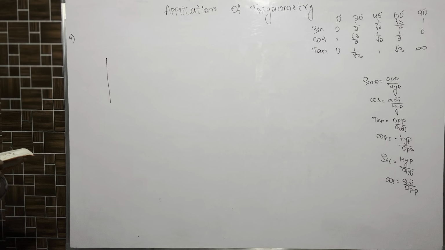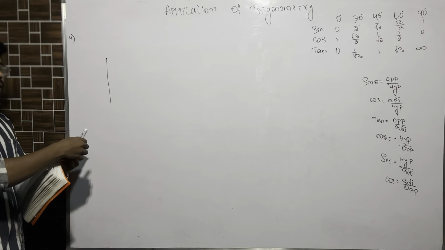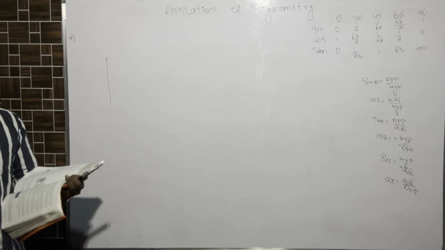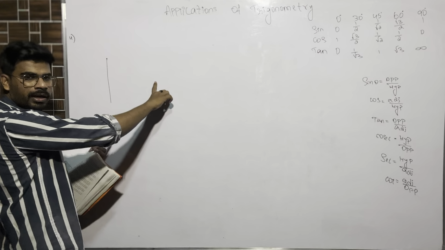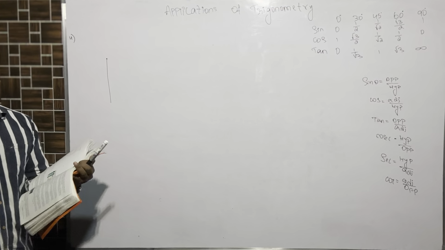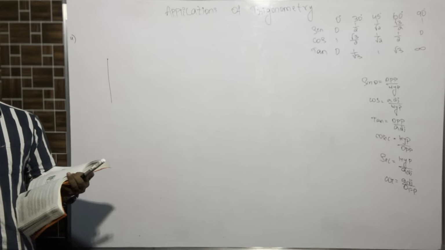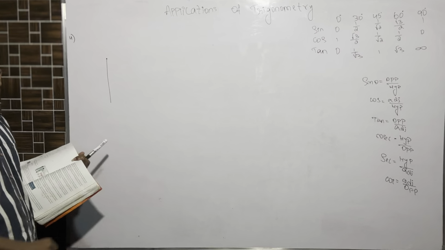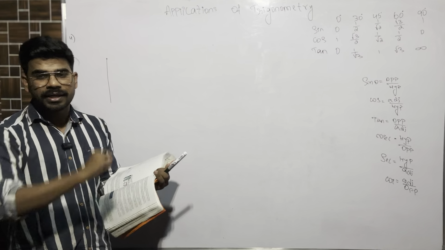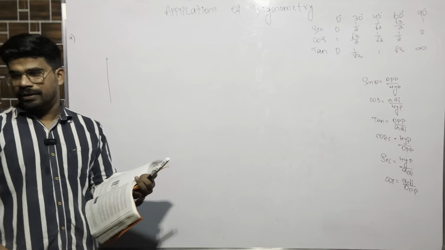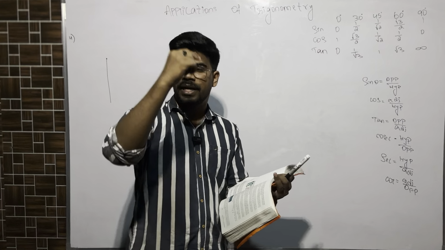See how to draw the diagram. From the top of the building, I am looking at the top of the cell tower. The cell tower might be smaller than the building, or it might be bigger. We don't know. We have to look at the word elevation. Angle of elevation means the tower is even bigger than the building. So from the top of the building, we are looking up at the top of the tower.